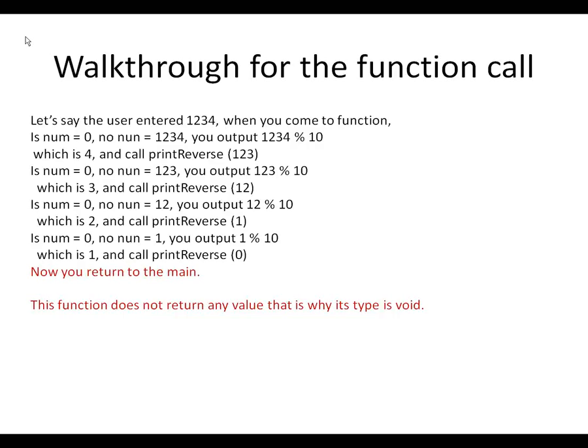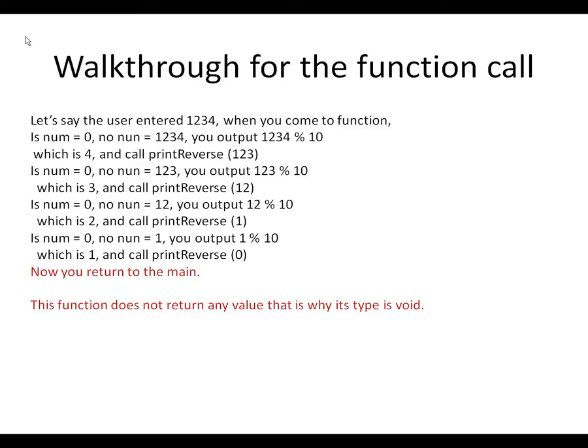Now you have the number 1 tested against 0. You do 1 mod 10. This time you get 1, and when you call printReverse with 1 divided by 10, both are integers, you get integer 0. This time the number is 0, so you are not calling your printReverse function anymore. Okay, now you return to the main.